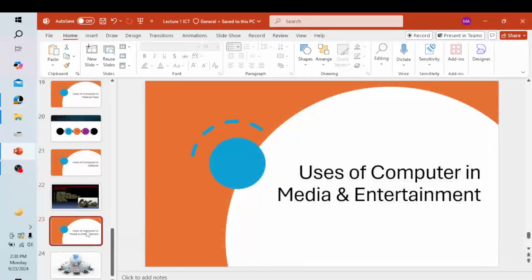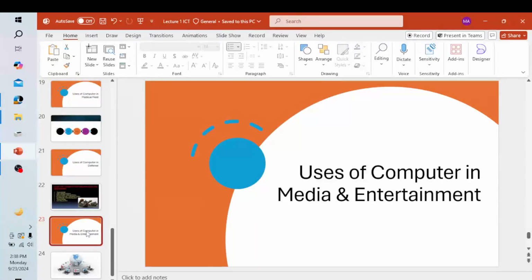The next slide is the uses of computers in media and entertainment. As you all are very familiar, computers are widely used in the print and electronic media. It is used in the print media to prepare newspapers, magazines, brochures and books. The electronic media includes radio, television and social media over the internet. The computer is used in the electronic media to prepare documentaries, animations and graphics as well.